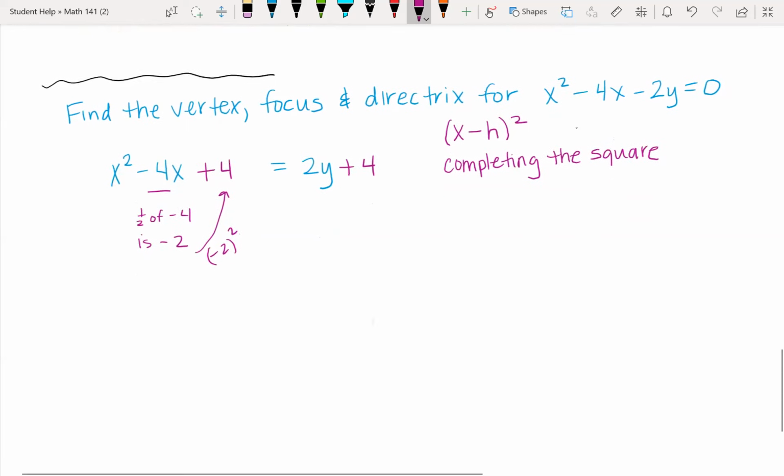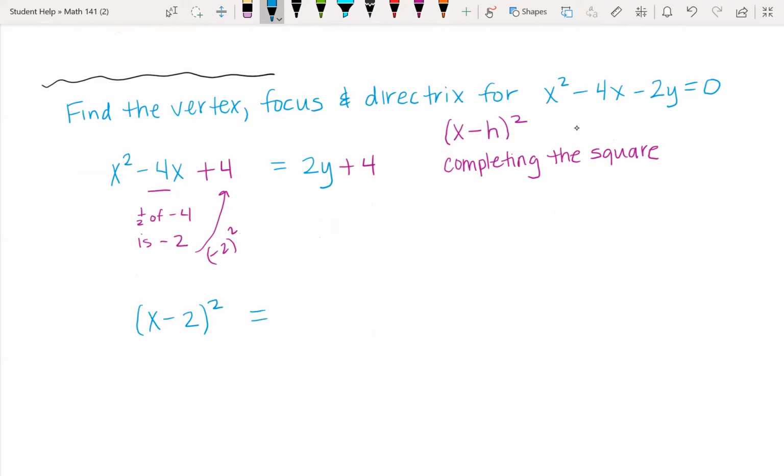All right, so now the left-hand side can be written instead as x minus 2, the quantity squared, right? x minus 2 times x minus 2. And on the right, I can factor that 2 out. I'd have 2 times y plus 2.